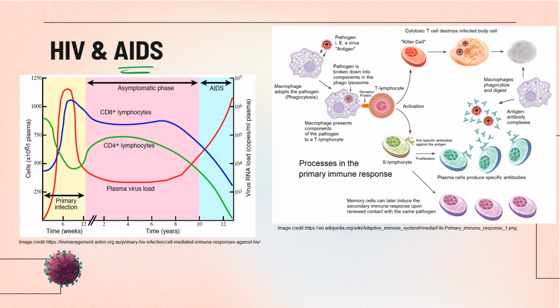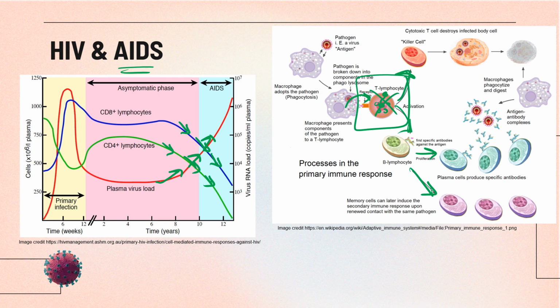Remember that the job of the helper T cell, after it's activated by a macrophage, is to activate those cytotoxic or killer T cells. It's also going to activate the B cells, which will differentiate into plasma cells and memory cells. What HIV does is it binds to, gets inserted into, and takes over helper T cells, eventually killing them. And so we can see that as the number of viruses increases, the number of helper T cells as well as cytotoxic T cells decreases.